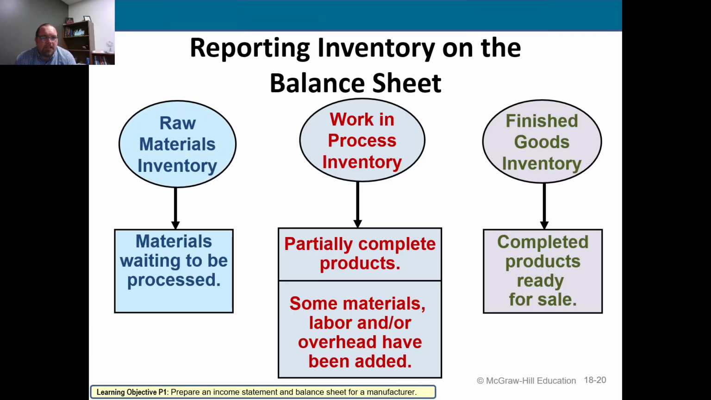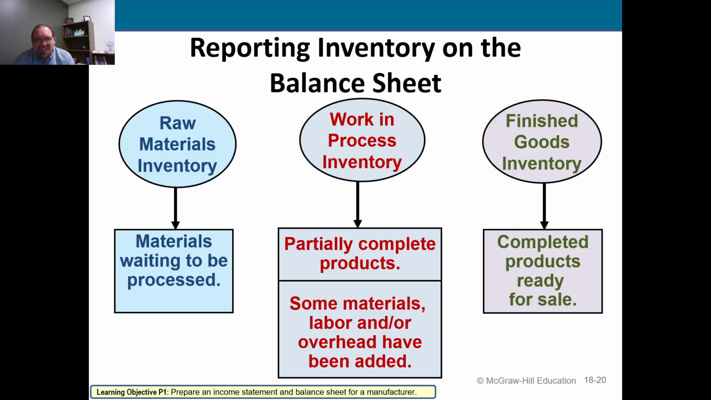Here we go. The difference being, remember, service companies have no inventory. Retailers and wholesalers are just going to have merchandise inventory. They buy finished goods, they sell finished goods. There is no construction of the goods. With manufacturers, we are actually going to create the goods. And so you see, we're going to have three different inventories. Isn't that fun? Very fun, right?